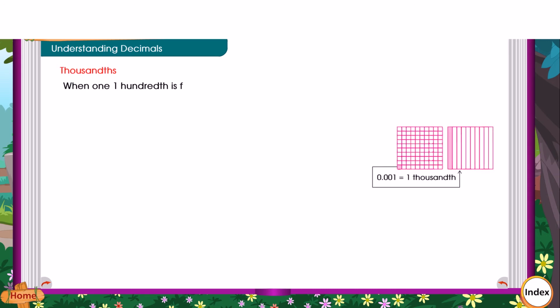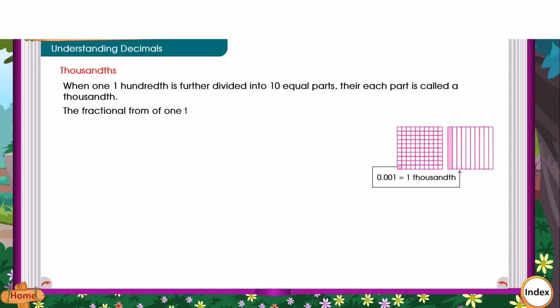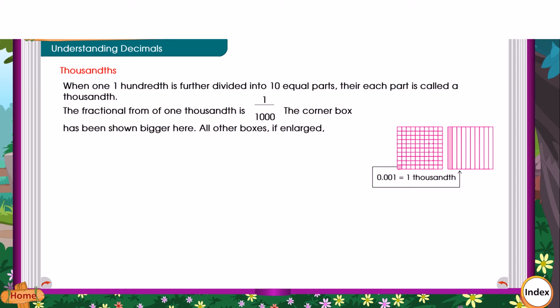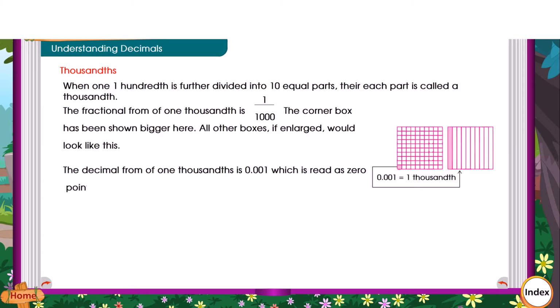Thousandths. When 100 is further divided into 10 equal parts, each part is called a thousandth. The fractional form of 1,000th is 1 by 1,000. The corner box has been shown bigger here. All other boxes, if enlarged, would look like this. The decimal form of 1,000th is 0.001, which is read as zero point zero zero one.